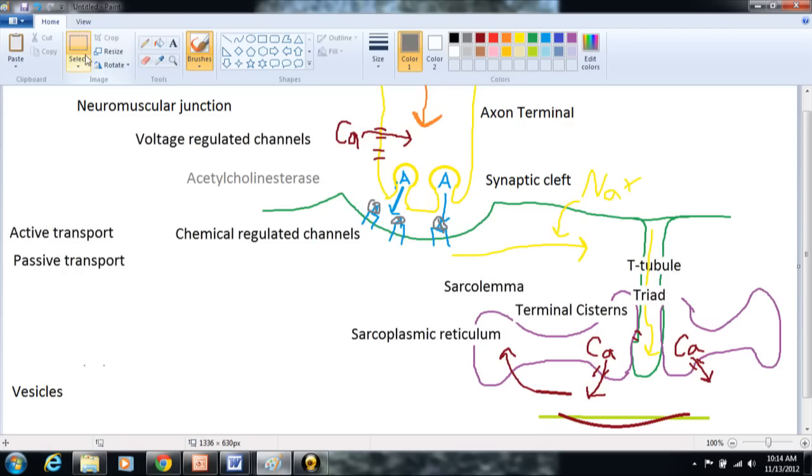Okay, so one thing we forgot to label are our vesicles. Those are right there, which hold the acetylcholine.